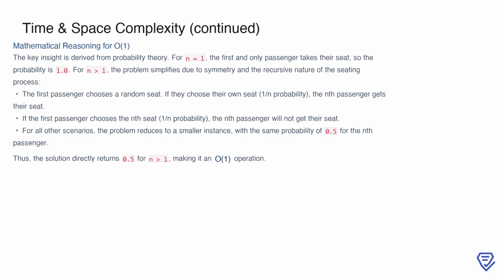If they choose their own seat, the probability of the nth passenger getting their seat is 1/n. If they choose the nth seat, the probability is 0. For all other seats, the problem reduces to a smaller instance with the same probability of 0.5. This symmetry allows us to conclude that for n greater than 1, the probability stabilizes to 0.5, which the solution directly returns in constant time. This elegant reasoning underpins the O(1) time complexity.